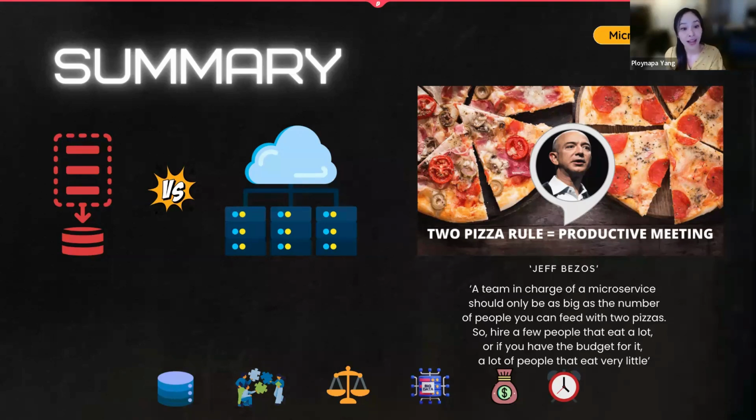Perhaps the best example is the two-pizza rule from Jeff Bezos. It says a team in charge of microservices should be as big as the number of people you can feed with two pizzas. So hire a few people that eat a lot, or if you have the budget for it, a lot of people that eat very little.